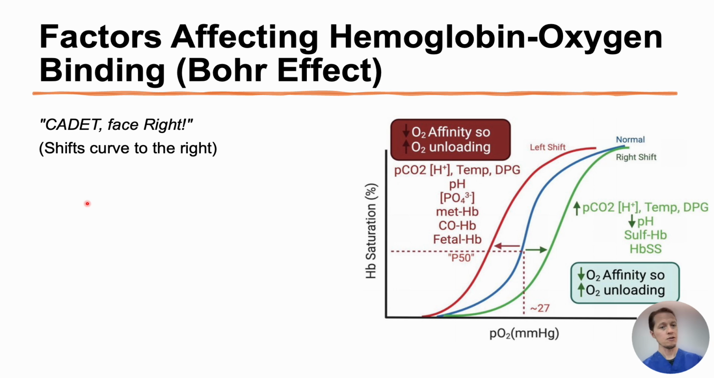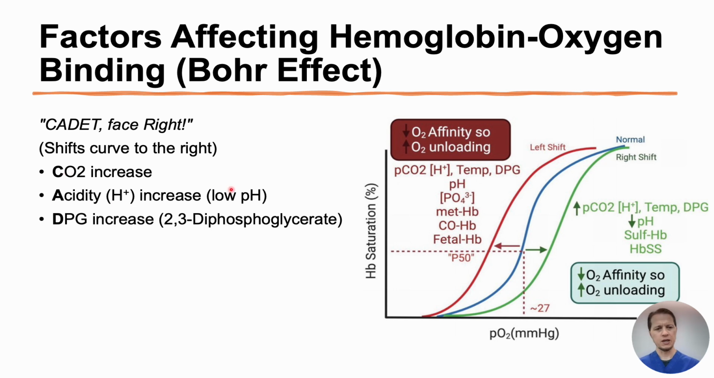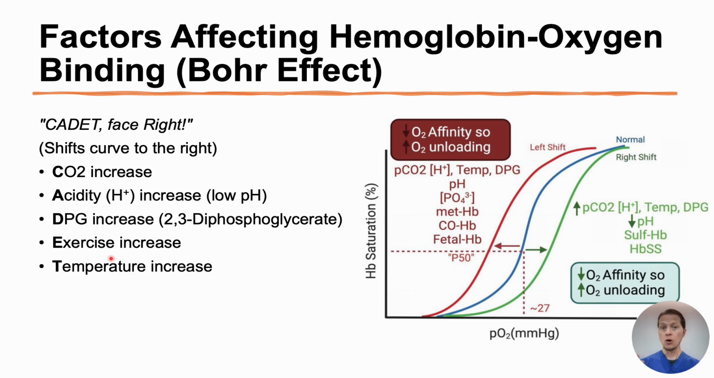So CADET, face right. C, these are all increases. So in situations of high carbon dioxide, high acidity, which means low pH, DPG, which we're not going to go into in this talk here, but this is a molecule that can go up or down in certain exercise and altitude changes, which is pretty fascinating. Exercise, as you start to exercise, or if your temperature goes up, such as having a fever.